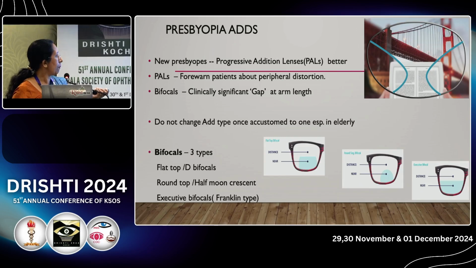This is the flat top or the D bifocal, the half moon, crescent or the round top, and the executive bifocals or the Franklin type.